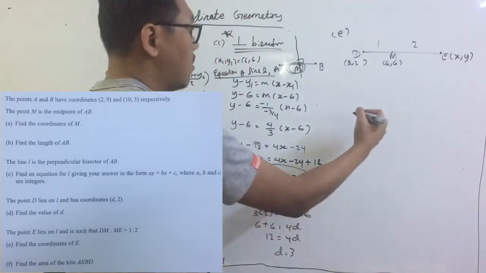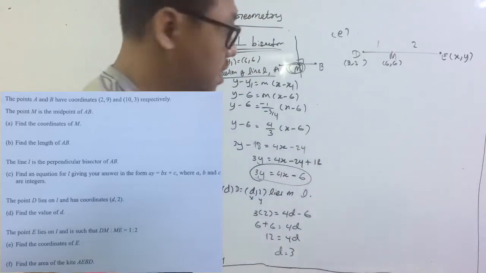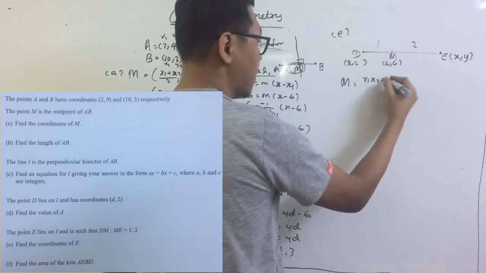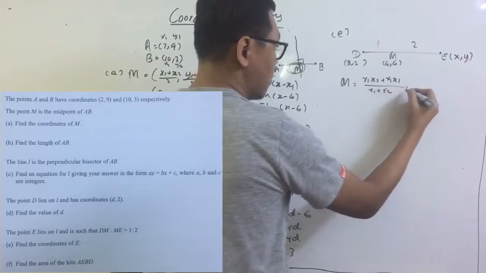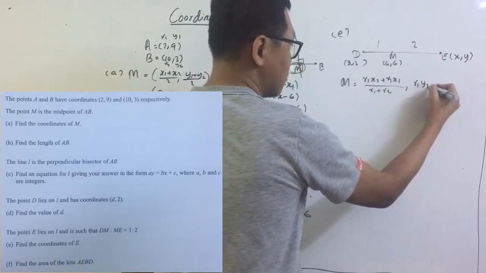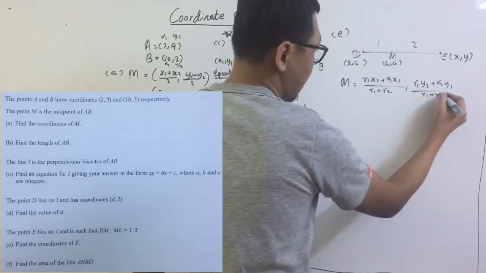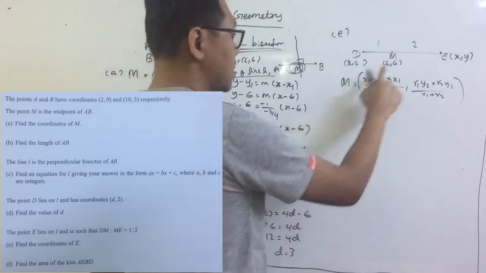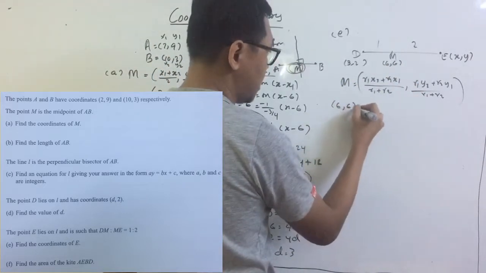Okay, so now we have to use the ratio formula because it's not midpoint anymore. So I'm gonna write down the ratio formula first. M is equal to r1 x2 plus r2 x1 by r1 plus r2 comma r1 y2 plus r2 y1 by r1 plus r2. That's the ratio formula. Okay, now M, we know this. This is 6, 6, so I'm gonna write 6, 6 here.